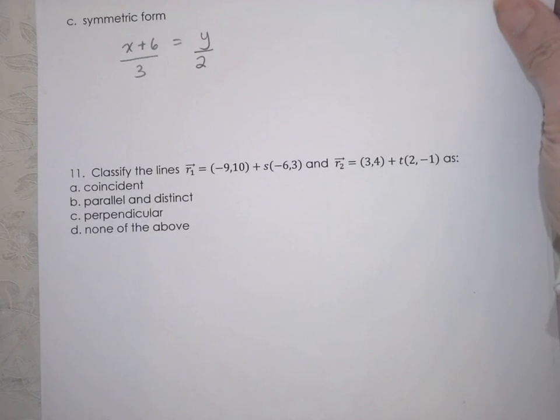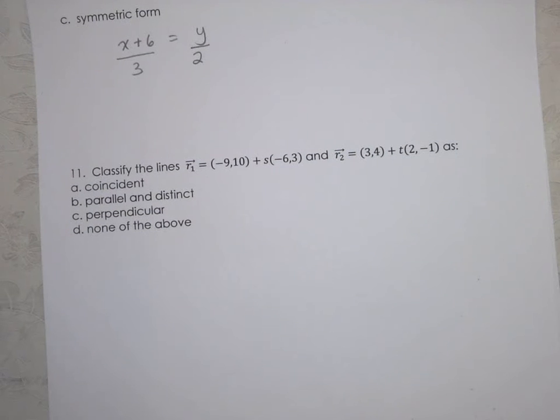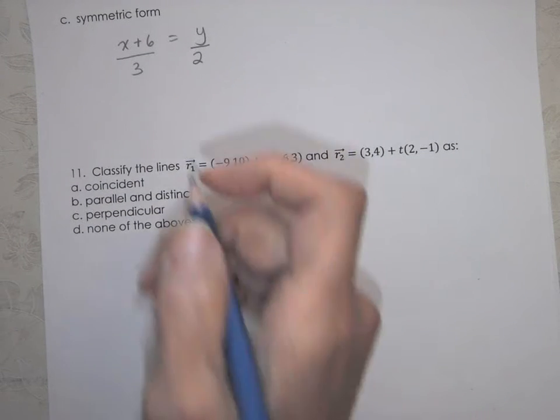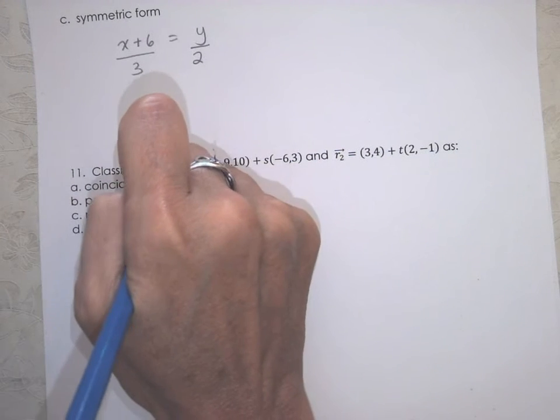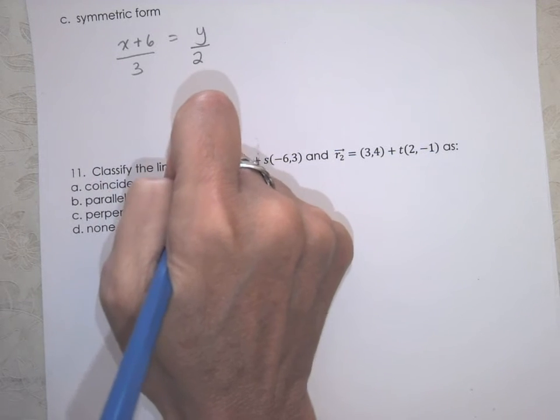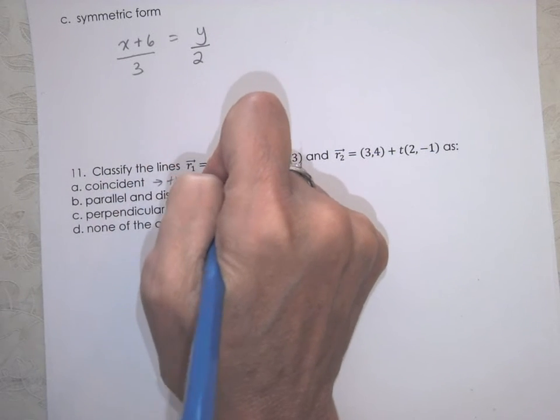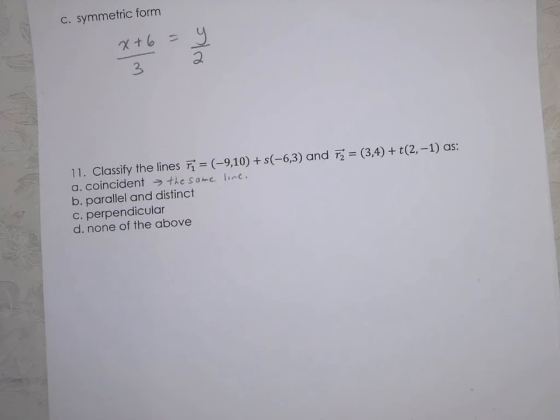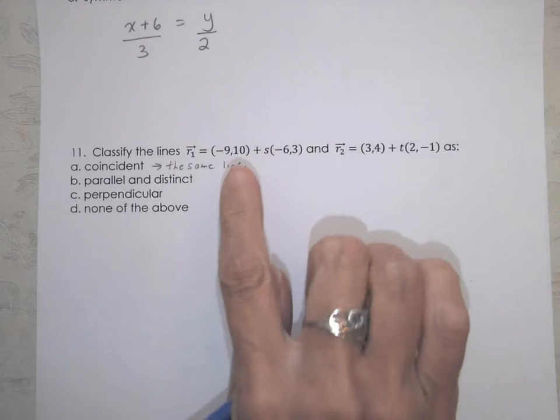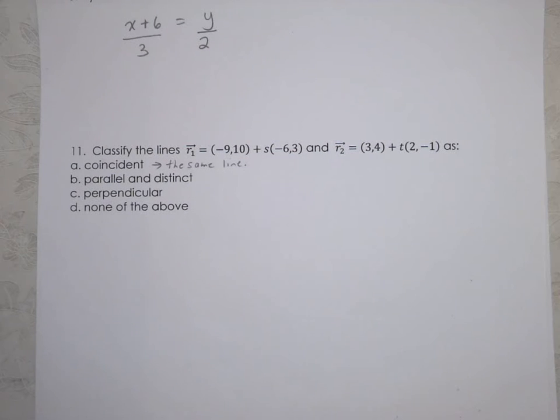Okay, and our last question: classify these two lines as either coincident, so this means they're actually the same line. So they coincide with each other, just written in different ways. Remember, there's an infinite number of vector equations of a line. So they could be the same line, just not look like it, or we have to do some investigating to see if they are in fact the same line.